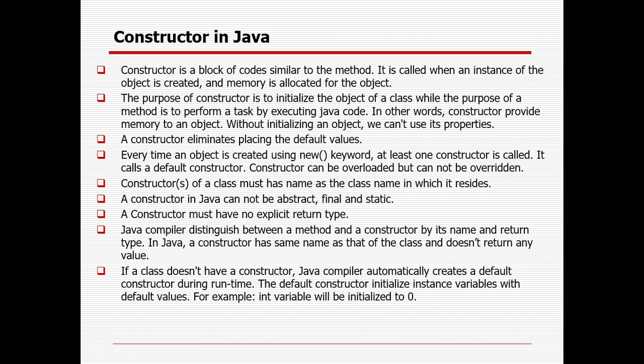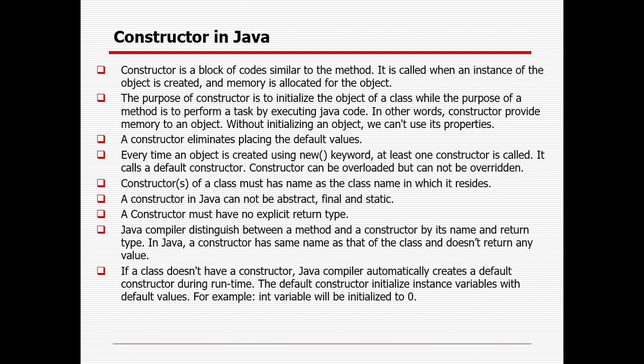The purpose of the constructor is to initialize the object of a class, while the purpose of a method is to perform a task by executing Java code. In other words, a constructor provides memory to an object. As soon as we create the constructor, memory will automatically be allocated. You need to call the method. Without initializing an object, we cannot use its properties. That is the reason a constructor is required.